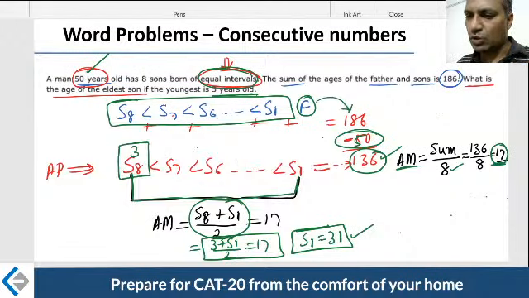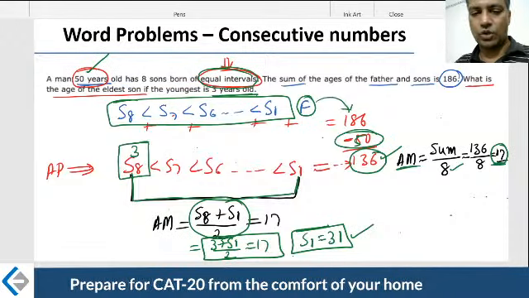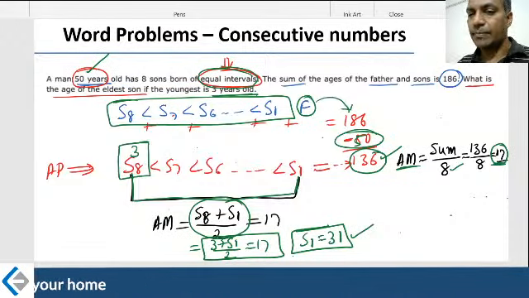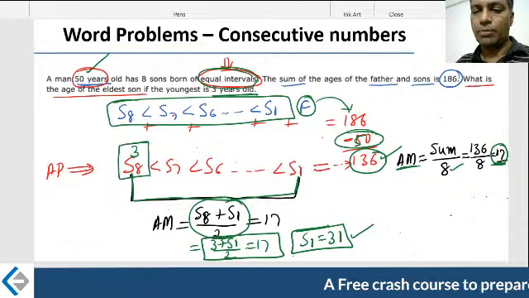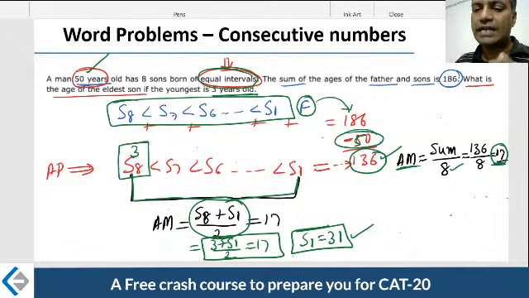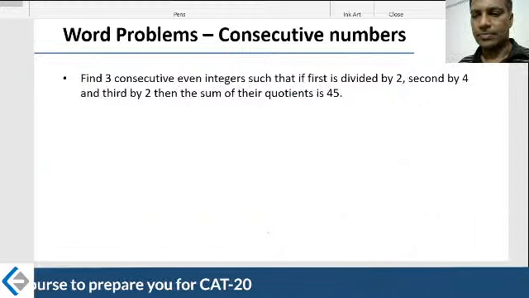Now look, it's a very simple question, but if you understand a little bit about progression, this question can be solved within no time. While explaining it is taking time, because I'm explaining the concepts to you. If you're doing it on your own, it hardly takes any time, right? Let's go further, friends.